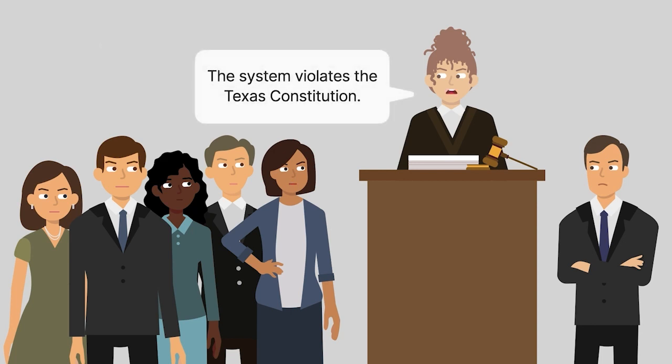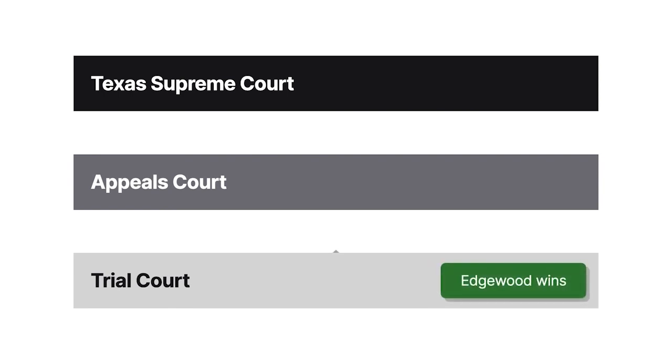The trial court ruled in Edgewood's favor, holding that the system violated the Texas Constitution because of the disparities it created. The Texas Court of Appeals reversed, holding that whether the financing system satisfied the Texas Constitution's efficiency requirement was a complex political question, and therefore that judicial review was inappropriate. Edgewood appealed to the Texas Supreme Court.